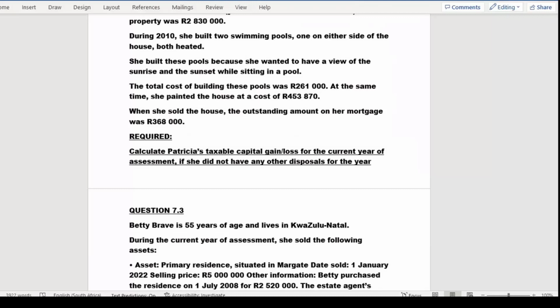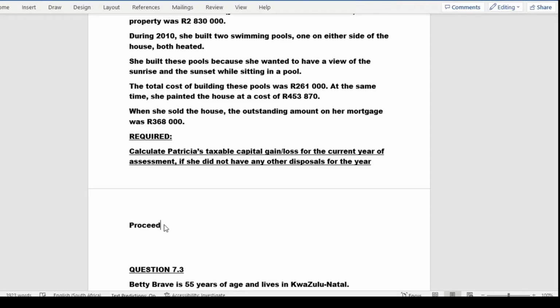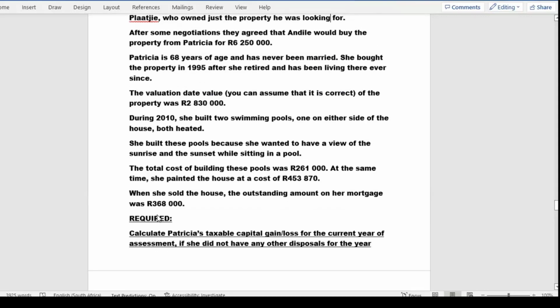So my question to you is, when you see this kind of question, because I assume that you have approached this kind of question before, what would be your approach? This is how you approach the question. You're going to have the proceeds, and then you're going to have the base cost. Your proceeds will be your disposal. The base cost will be how much you purchased the residence for.